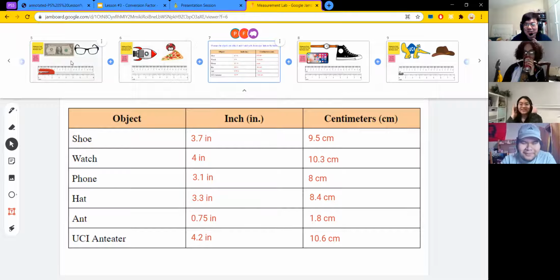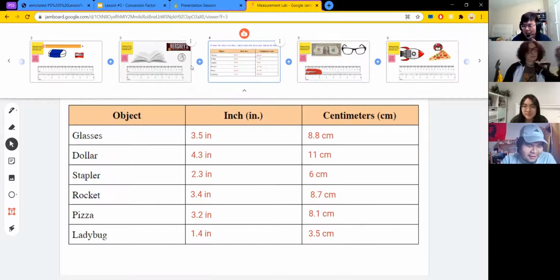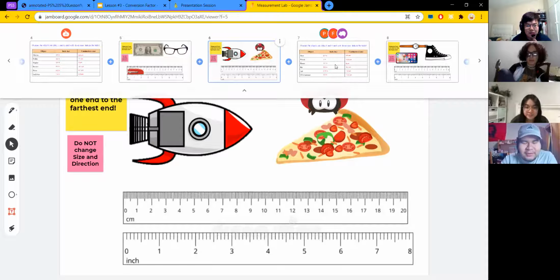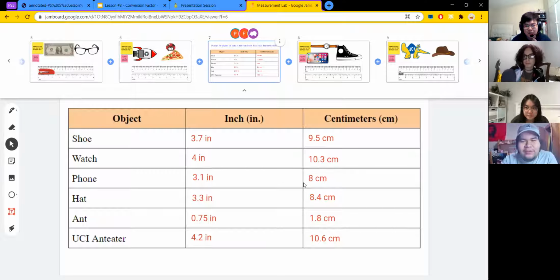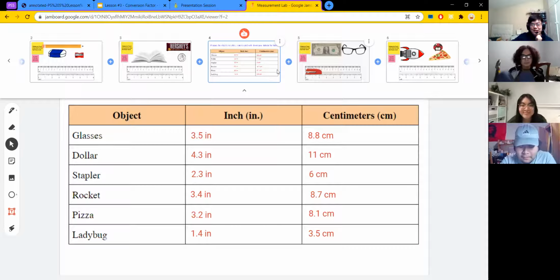Freddie, which object did you choose and what did you get for your division? I chose the phone because we didn't have that one in our group. I divided 8 centimeters by 3.1 inches, and I got roughly 2.54. So Trish was 2.57 and Freddie's was 2.54. Pretty similar, huh? Okay, so next person, Jaylee.